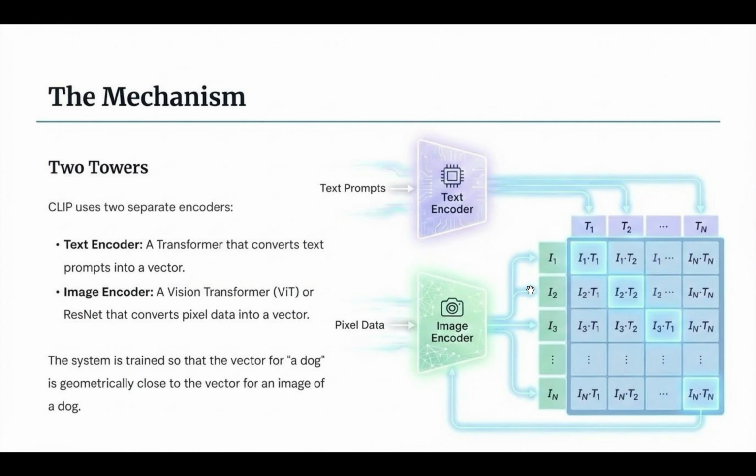Here we have a text encoder and an image encoder. A transformer converts the text prompt into a vector, and an image encoder, a vision transformer, converts pixel data into a vector. Here we can see it visually. The system is trained so that the vector for the word dog is geometrically close to the vector of an image of a dog.